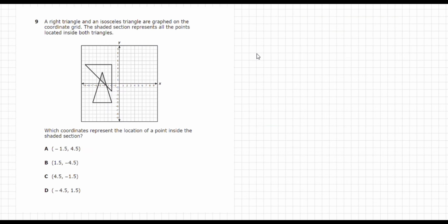Question number 9. A right triangle and an isosceles triangle are graphed on the coordinate grid. The shaded section represents all the points located inside both triangles. Which coordinates represent the location of a point inside the shaded section?